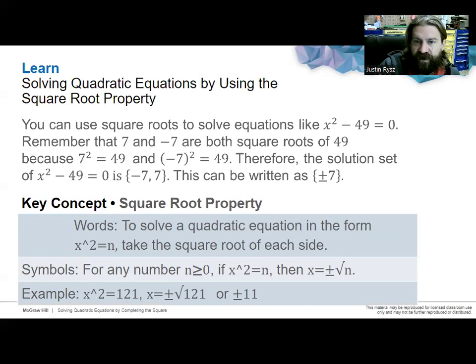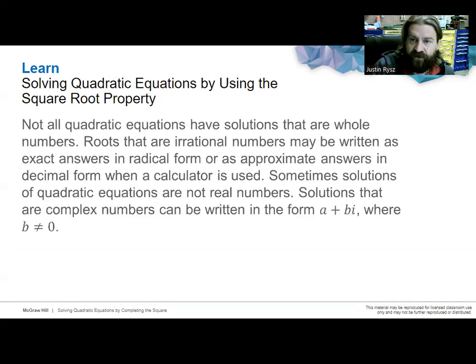So if I want to solve this expression here, I can add the 49 over, and then when I take the square root, we have to remember we have positive and negative. Because if I were to factor this expression, I would have an x plus 7 and an x minus 7, and that shows that we have two solutions. One's positive and one's negative. So we can use square roots as long as we go through that.